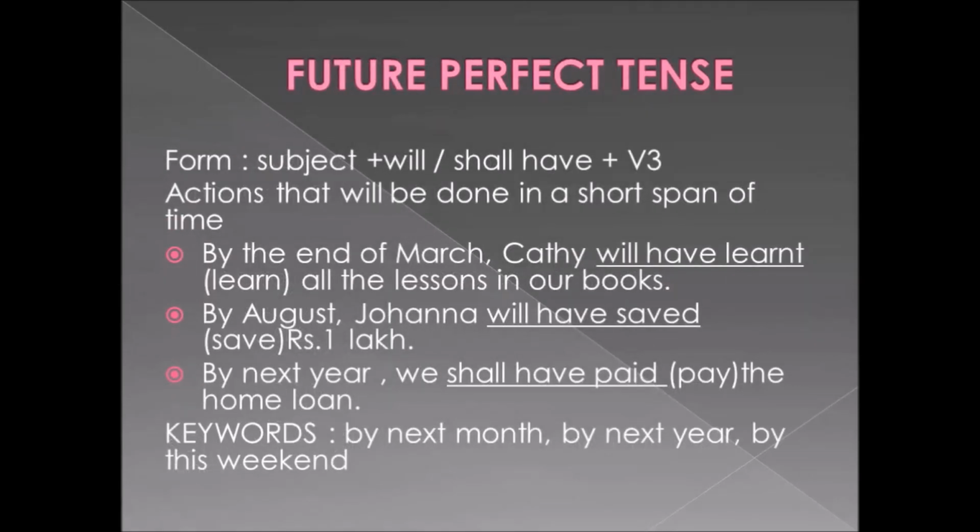The next type of tense is future perfect tense. The structure of future perfect tense is subject plus will or shall plus have plus V3. As we all know, we have to use will in the place of he, she, it, they, you, and we, and use shall in the place of I and we.